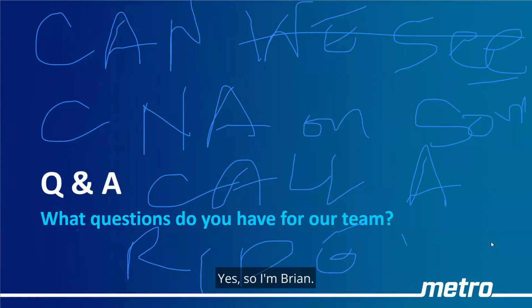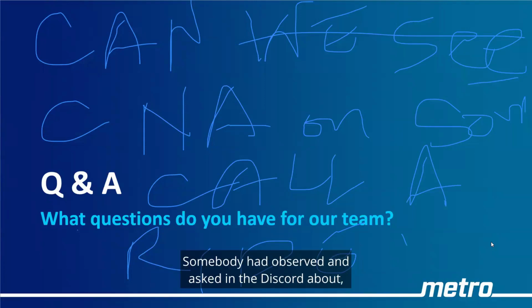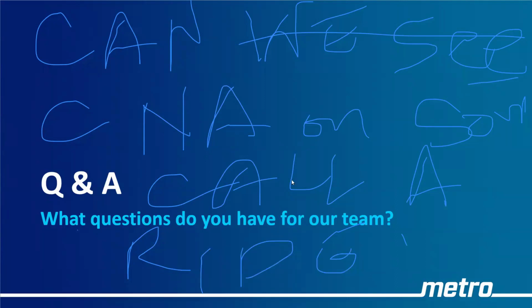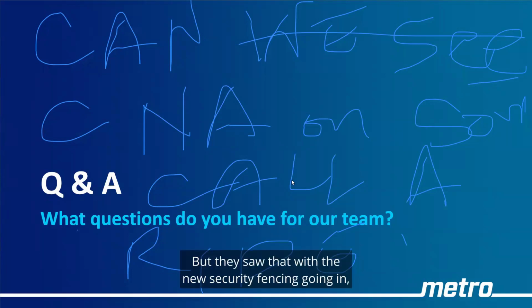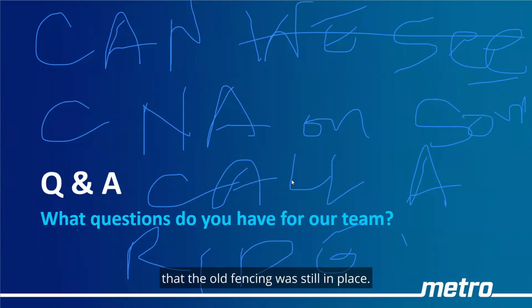Good morning. Yes, I'm Brian. I'm with the St. Louis Urbanist Discord, and also a member of the CMT. My question was just a general one. Somebody had observed and asked in the Discord, either at Cortex or the Grand Station, one of the two, that with the new security fencing going in, the old fencing was still in place. So we're curious, is the fencing going to be doubled up, overlapped like that on a permanent basis, or is the old fence going to be taken down when the new fence is completely installed?